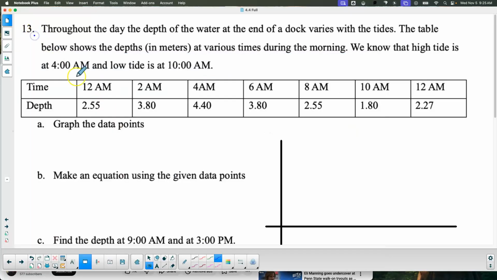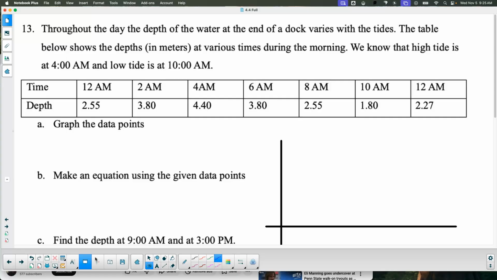So that doesn't keep playing. Okay. So, throughout the day, the depth of the water at the end of a dock varies with the tides. The table below shows the depths in meters at various times during the morning.